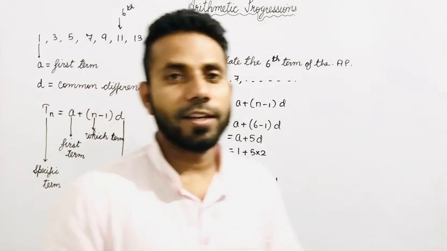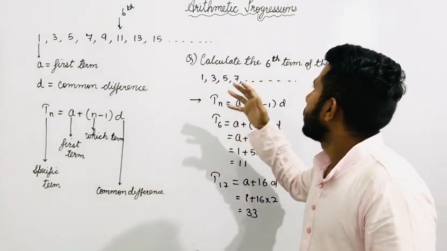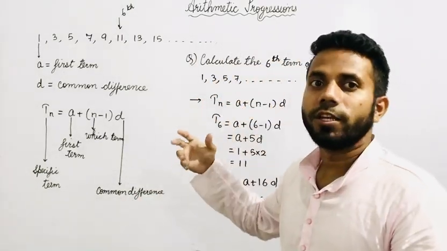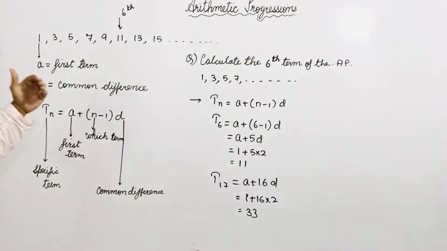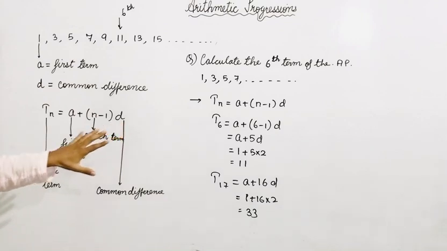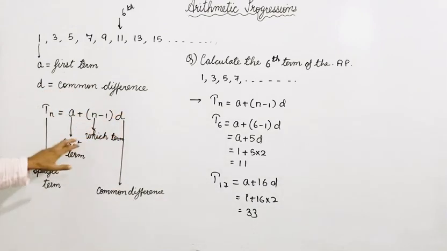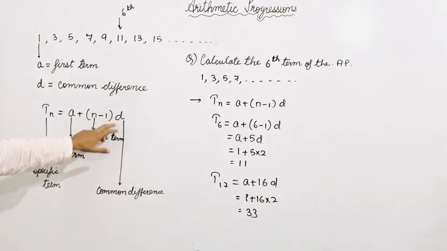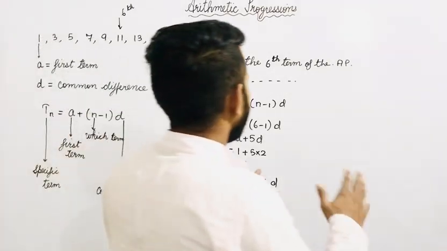Hello students, in our previous video we studied how to find any term of an AP using the general term formula. The general term of an AP can be calculated using the formula Tn equals A plus (n minus 1) into D, where A is the first term, n is any term number, D is the common difference and Tn is the specific term. So using this formula we have calculated any term of an AP.